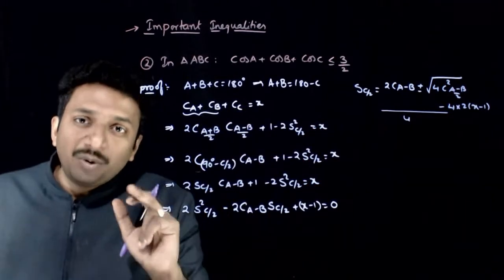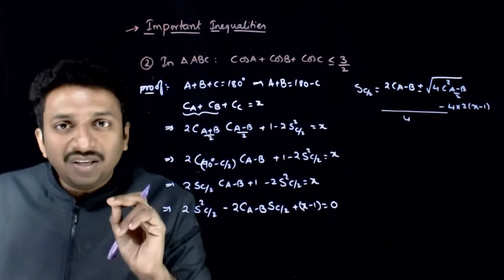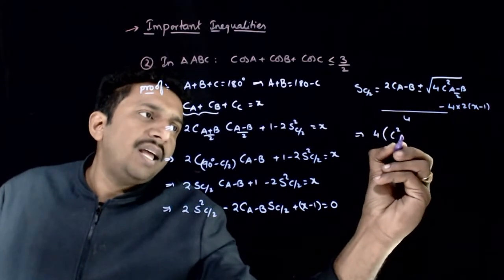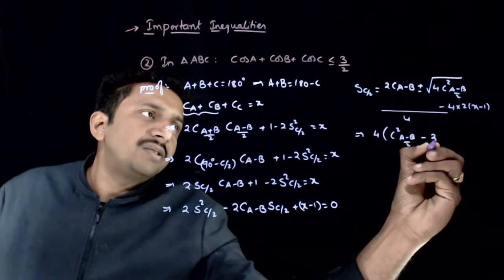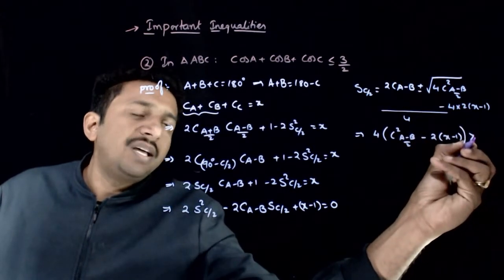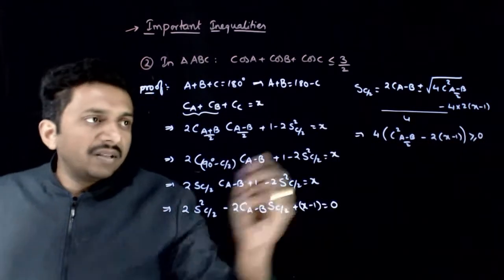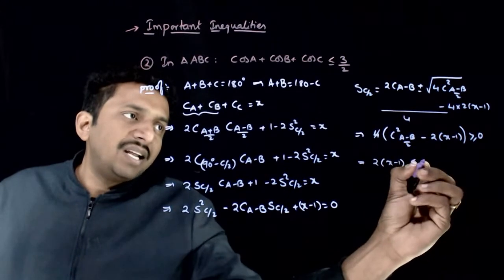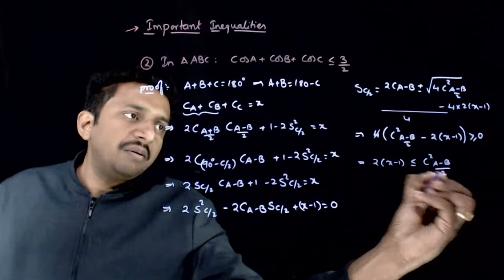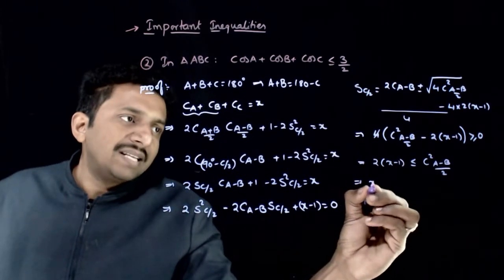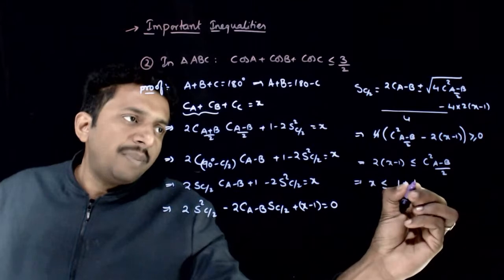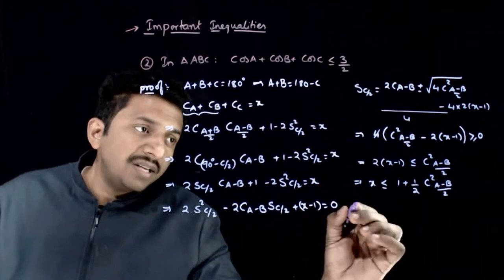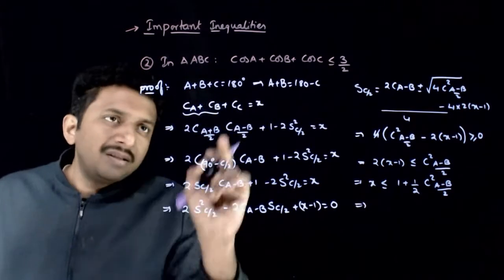So obviously for sine C/2 to be defined, this discriminant has to be positive. So this implies 4 times cos square (A minus B)/2 minus 8 times (x minus 1) has to be greater than or equal to 0. So this 4 gets cancelled. This implies 2 times (x minus 1) is less than or equal to cos square of (A minus B)/2. So this implies x is less than or equal to 1 plus half times cos square of (A minus B)/2.